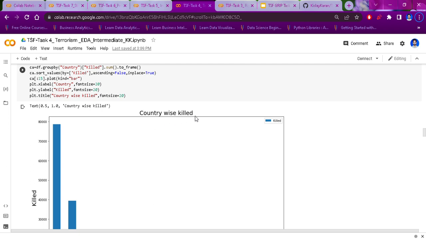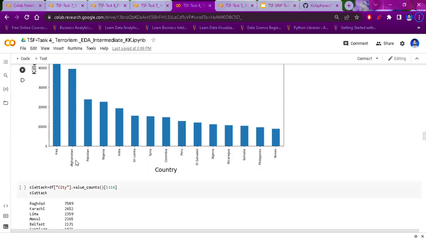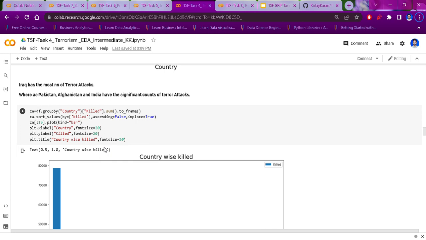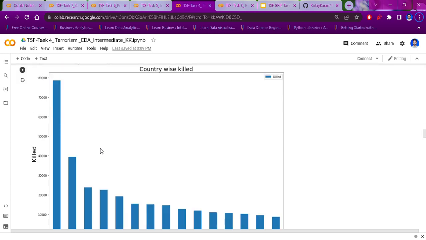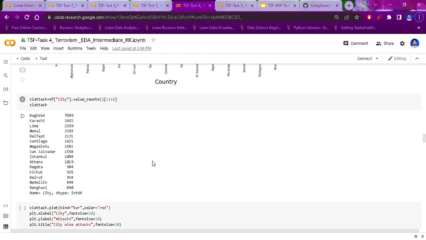Country wise, the people killed were mostly in Iraq and Afghanistan, Pakistan and Nigeria, followed by India. So death counts are quite high in Iraq and the Middle East region, followed by Afghanistan and Pakistan.